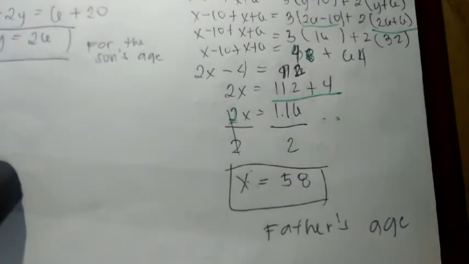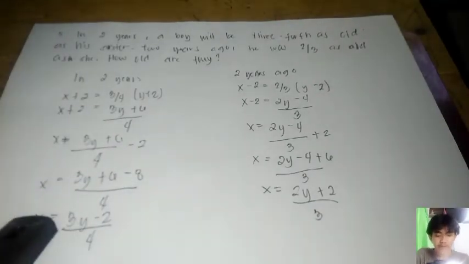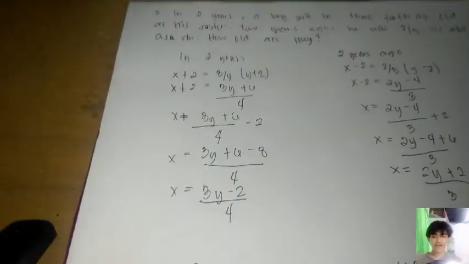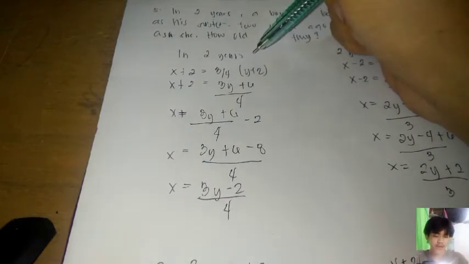That's the father's age. Number 5, we have here: in 2 years a boy will be 3/4 as old as his sister, and 2 years ago he was 2/3 as old as his sister. How old are they? So we have here in 2 years, which is the equation x plus 2 equals 3/4 quantity of y plus 2.